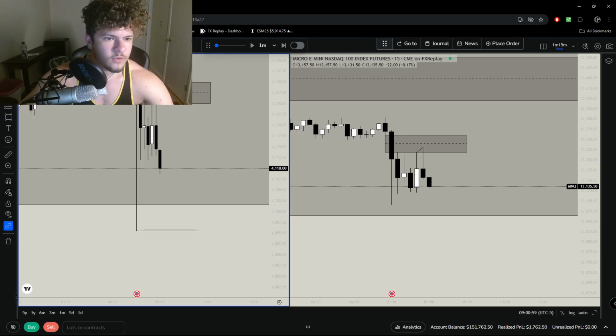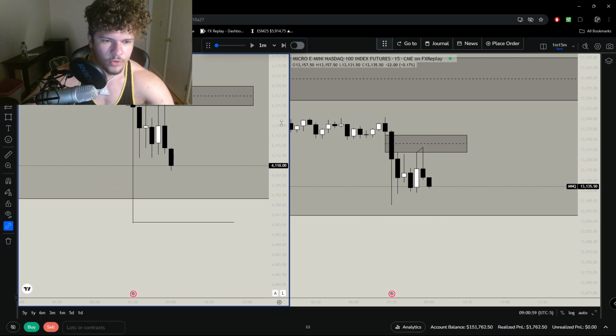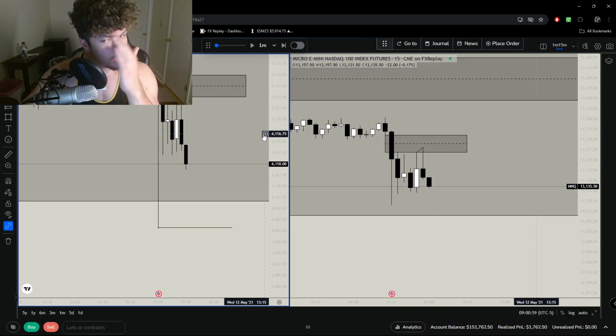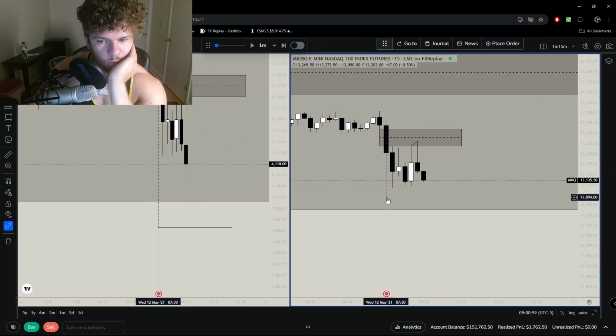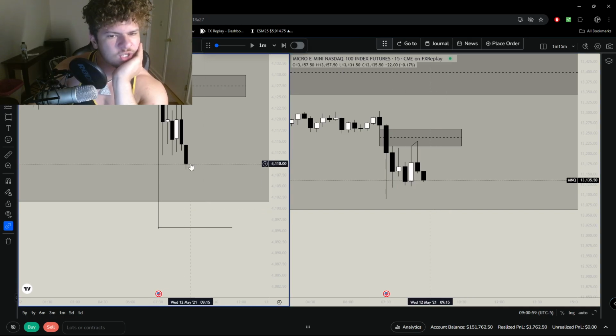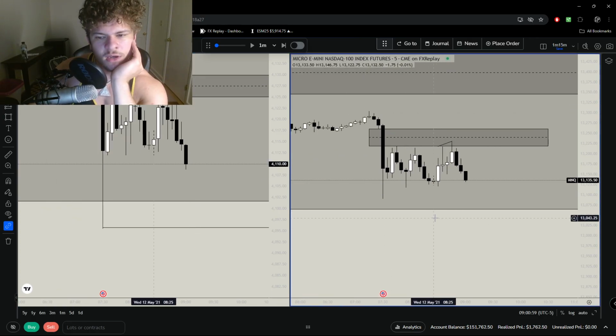Drop down to the 1 minute, look for an entry. Technically, we're not in a premium to be shorting, but the SMT getting put in, strong draw on liquidity. On ES more so. I think we get more points on ES. But let's drop down to the 5 minute, just double check. 5 minute, working from the top down.